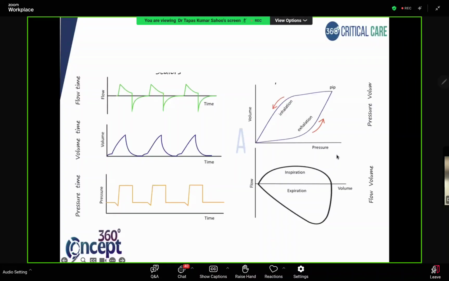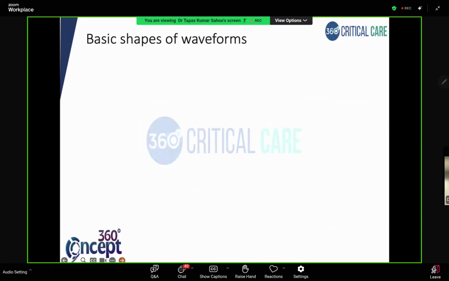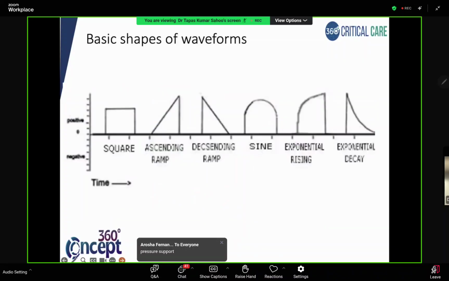And in the pressure volume, you see the exhalation goes up. There would be peak inspiratory pressure, and then the inhalation happens, and it would be again going in this direction. Clear? So this is the concept with which we should be going into the basic shapes of the waveform. And these are the basic shapes of the waveform.